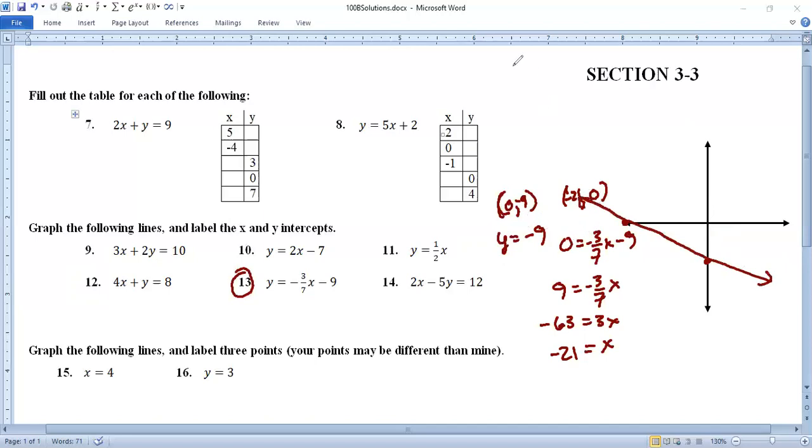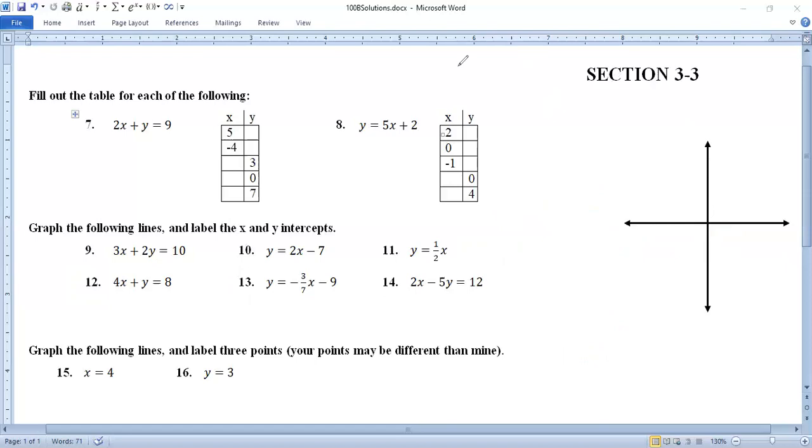Excellent. Let's clear that off for number 14 now. Number 14, we'll do this color. Stick in 0 for x, and we get 2 times 0 minus 5y equals 12. Divide by a -5, and we get y equals -12/5. In the calculator, that's a -2.4, so about right there. Between -2 and -3, -12/5, let's write that guy in there.